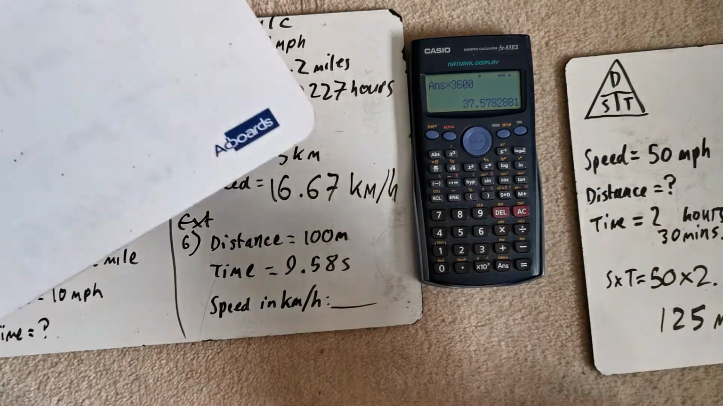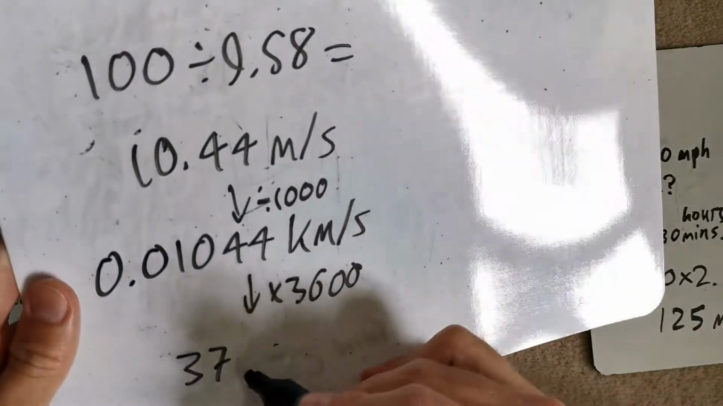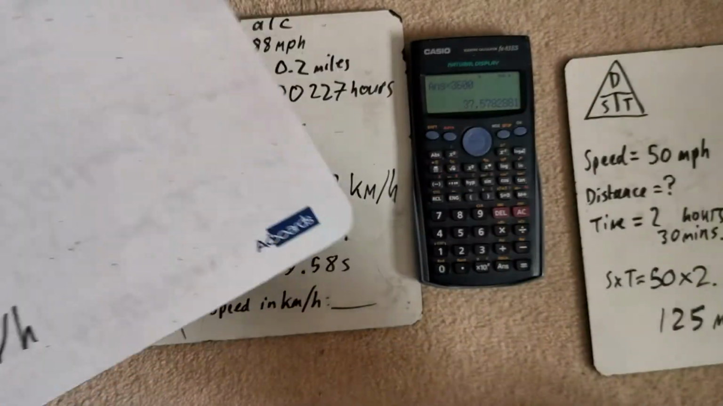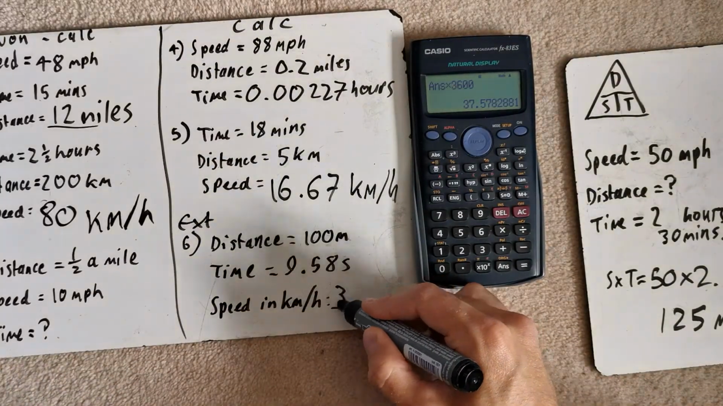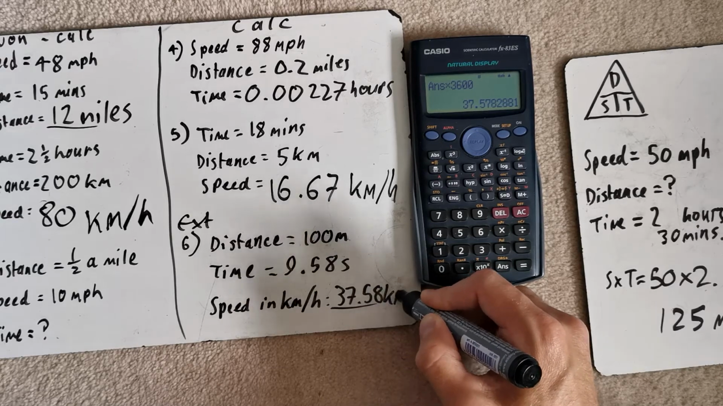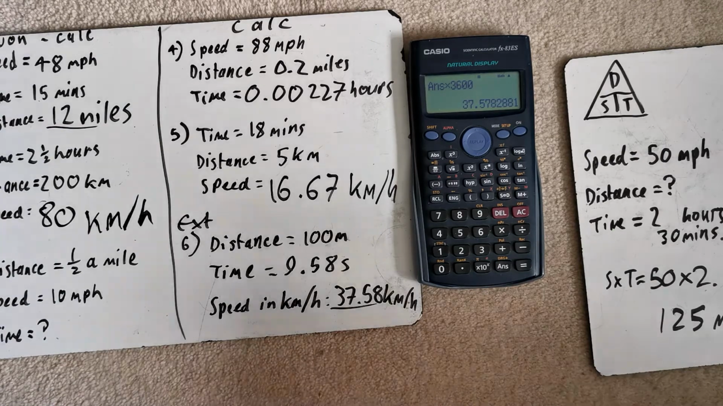That gives us, wow, 37.58 kilometers per hour, which is an insane speed. 37.58 kilometers per hour. That one is a really difficult one. Don't worry if you don't get that too much right now.